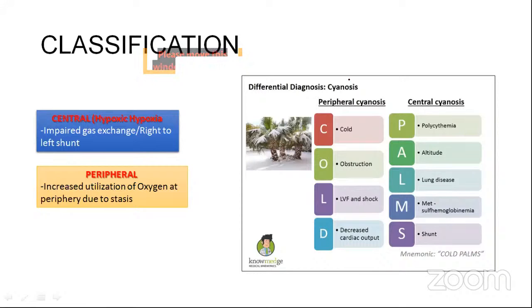Dorsum of the tongue, good. Mucous membranes, okay, good. Anywhere else you want to look for? The oral cavity, tongue, lips. Yes, excellent. Ear lobules. Okay, anywhere else?